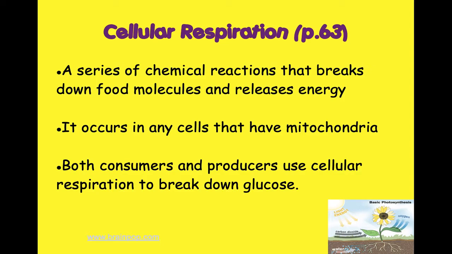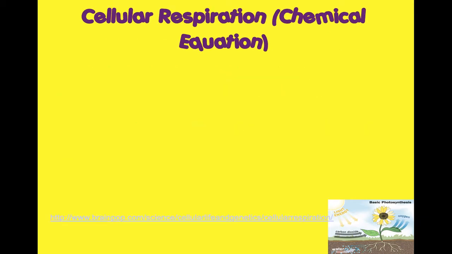Okay. So this happens in mitochondria. It's called cellular respiration, and the reason why it's called cellular respiration is because you need oxygen. So you respire, you breathe in oxygen. Why? Because the cells, the mitochondria, need this to break down the glucose. The chemical reaction is the exact opposite of photosynthesis. So let's see what I mean.